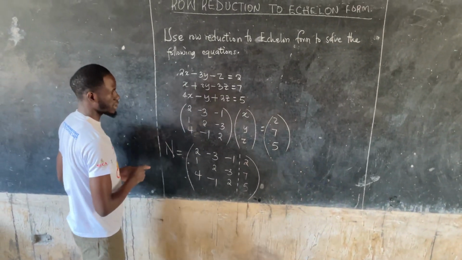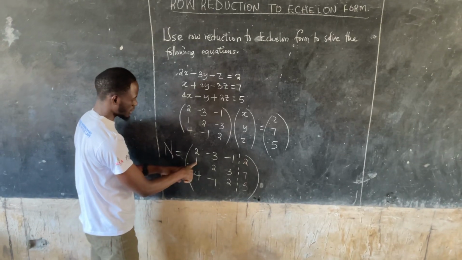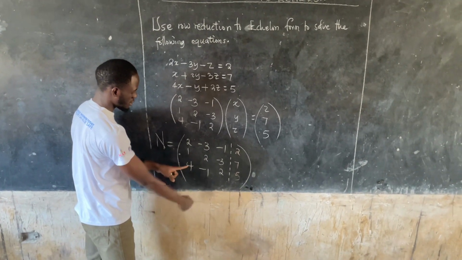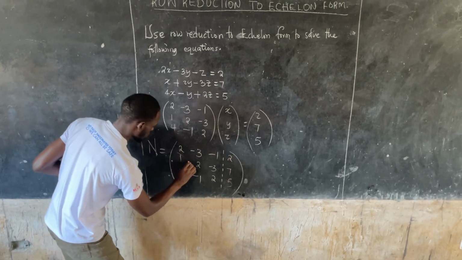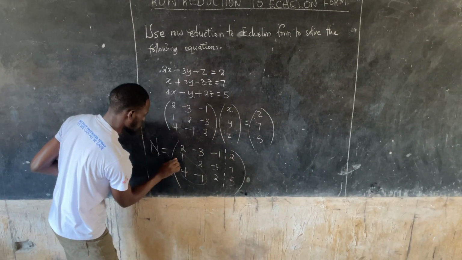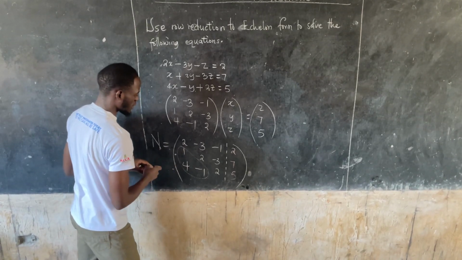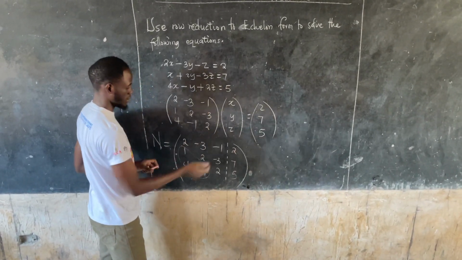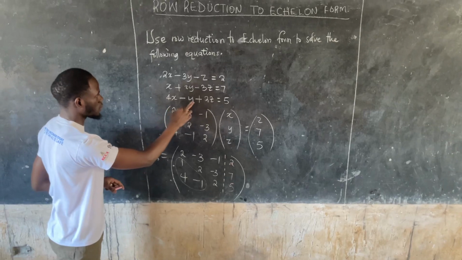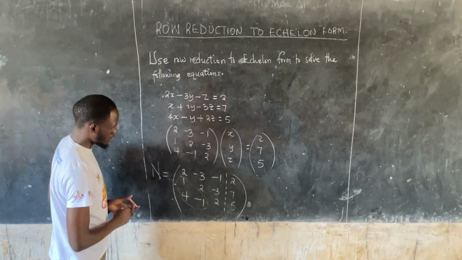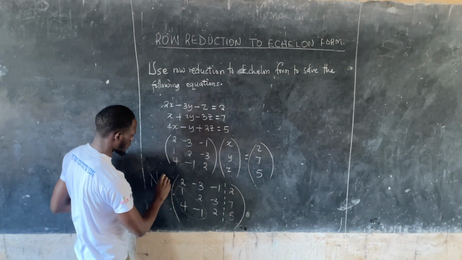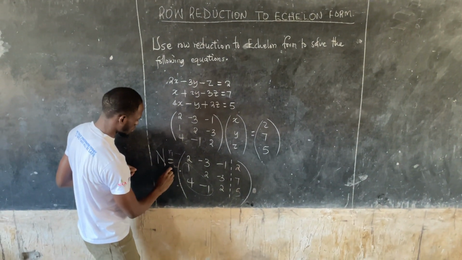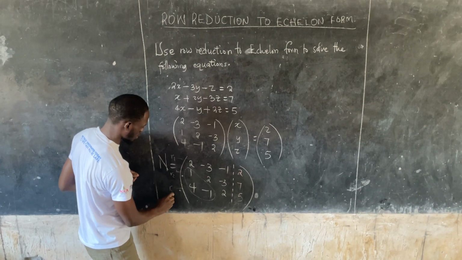Now, what I'm interested in is making sure that this value is a 0, this value is a 0, this value is a 0. So I have to make all these values 0. After making these values 0, I can get the values of x, y, and z easily. So we know that this is the first row, row 1, then this is row 2, then this is finally row 3.